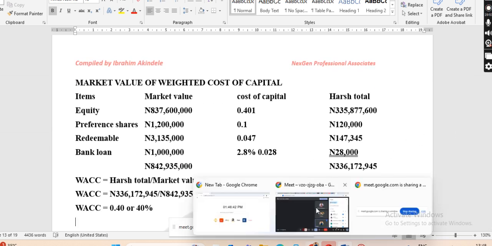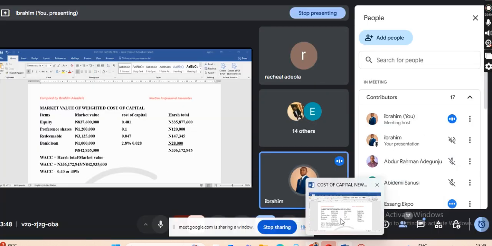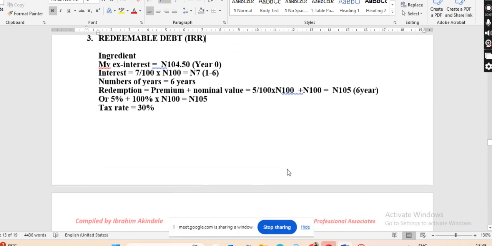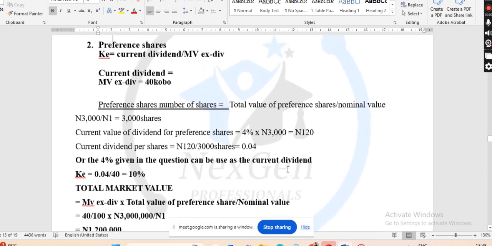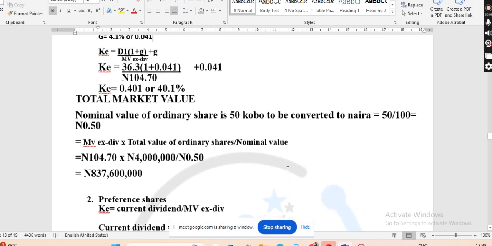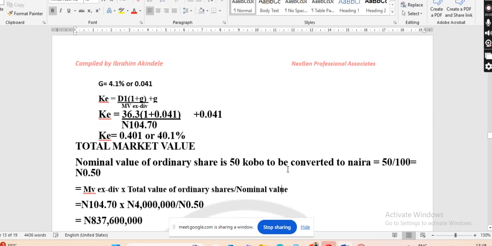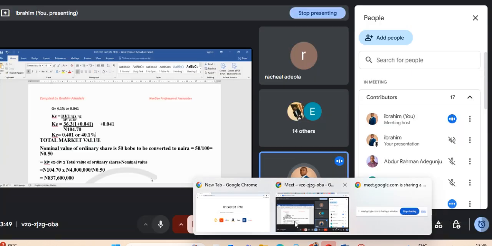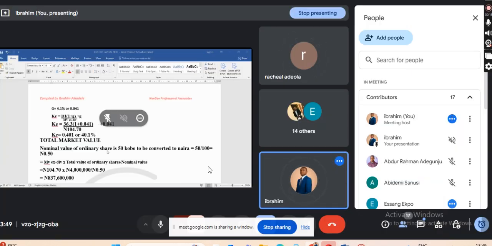Now, this is how to determine the weighted average cost of capital. Don't forget that in our last class, I made mention of something when we were calculating the cost of equity. When we calculated it, we had about 40% as the cost of equity. There is one figure that I forgot to add to it. So that is what gives us the high cost of equity of 40%.